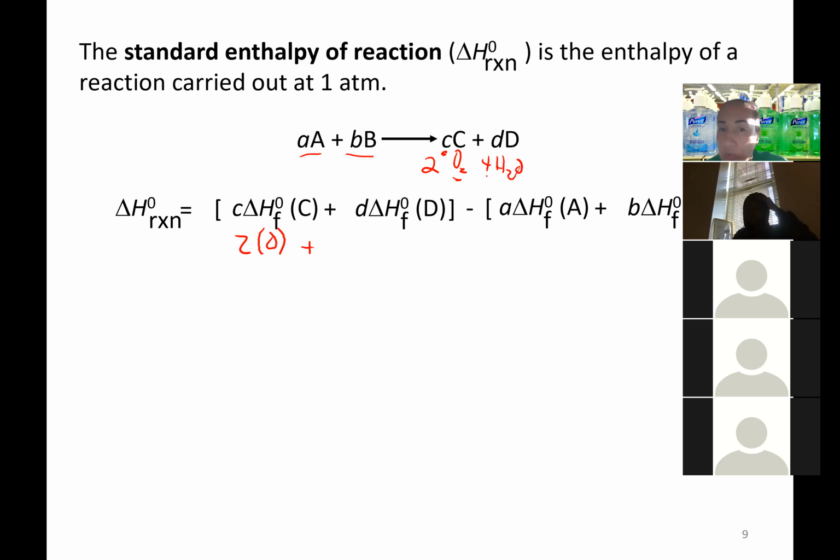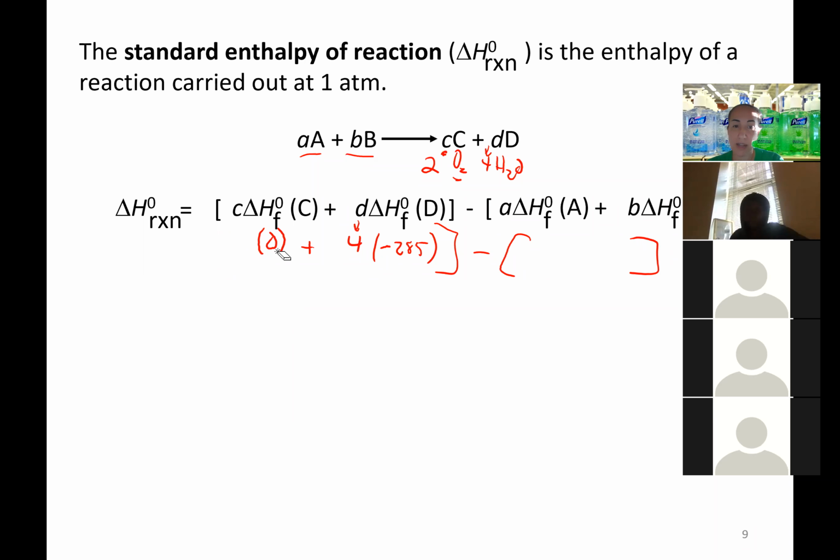Let's say I had 4 moles of water. Then I would add the little d, that's what the little d is. So 4 times whatever water is, which I think is like negative 285 or something like that. This is a value that I know because I just did it in the other section, but you would look this up. And then that would be the sum of the products. And then you would do the same thing for the sum of the reactants and get your answer. That's it.